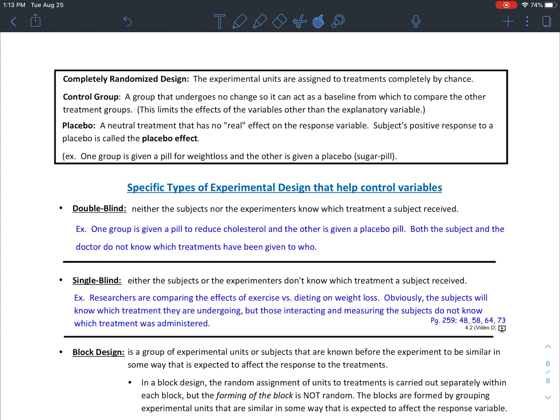Okay, so we're going to wrap up on the next page here, talking about specific experimental designs. When we talk about a completely randomized design, this is when there is no sorting prior to random assignment. So you're not going to organize your subjects at all. They're just all in one big pot, and then you are going to randomly assign them to treatment groups. That's what a completely randomized design is.